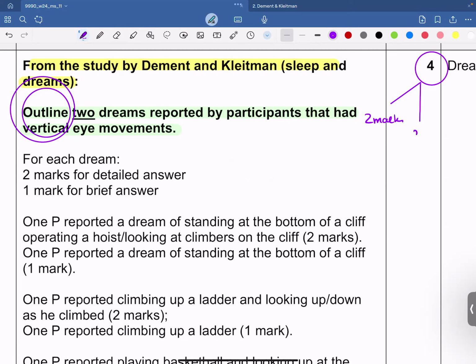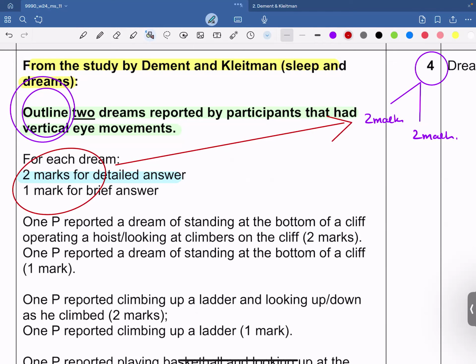So for each dream that was reported, the examiner expects us to remember, recall, and put it down on the answer script. Now, having a quick look at the marking criteria, there are 2 marks for a detailed answer. I'm talking about these marks over here, 2 marks per dream. So this is what we're talking about here, right?